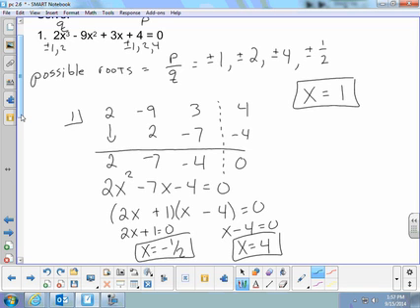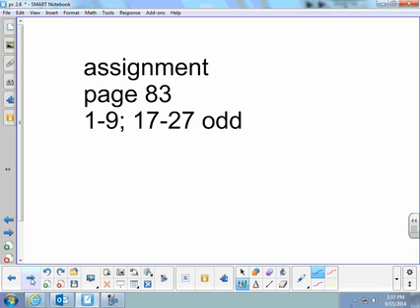So we just solved a cubic function without a calculator or a graph. There is your assignment.